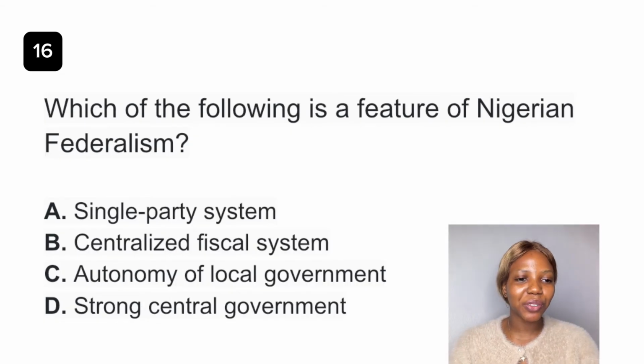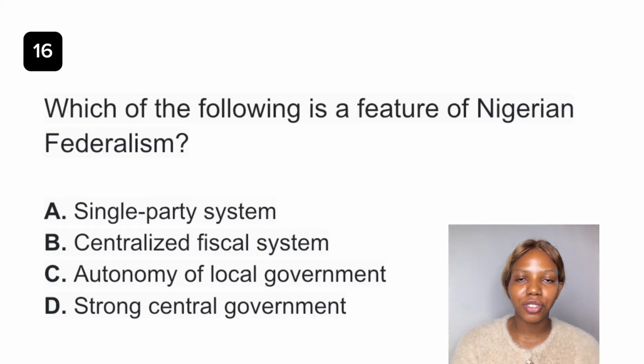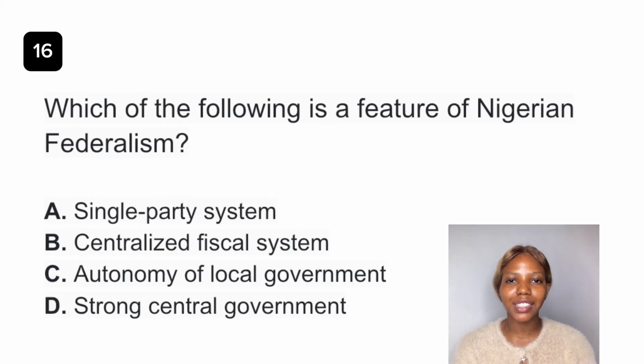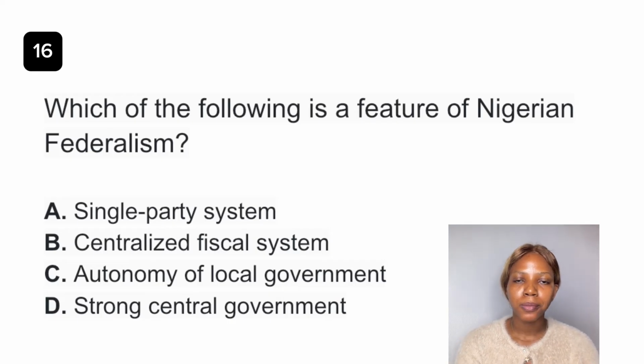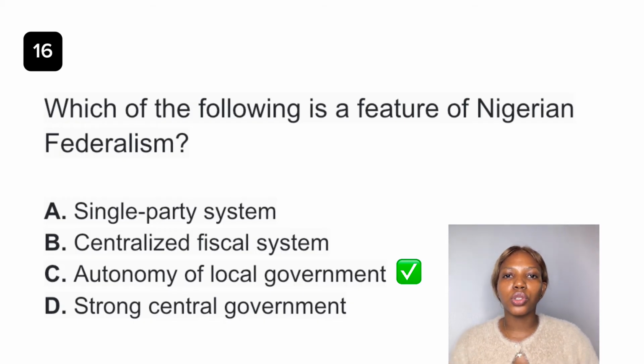Question 16. Which of the following is a feature of Nigerian federalism? One of the features of Nigerian federalism is the constitutional division of power among the central government, the state government, and the local government. What this implies is that the central government, the state, and the local government have power, not just the central government, but other components have power. So the answer to this question is autonomy of the local government. Nigerian federalism started as a result of a need to bring the government closer to the people. So autonomy of the local government is the best answer, because it implies self-governance of the local government.